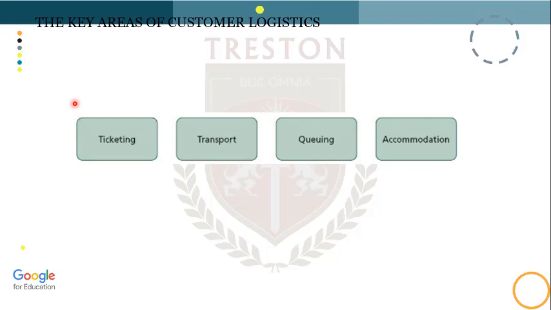Now you have the key areas of customer logistics. You have the ticketing, or how will people buy your event or go to your event or purchase your event. What transport should they use? Are they bringing their own, or one will be provided for them? What is the queuing? Will there be a line there, or you just have to show your QR code? And then do they need accommodation after this event?